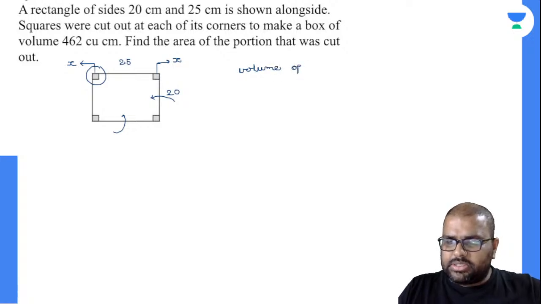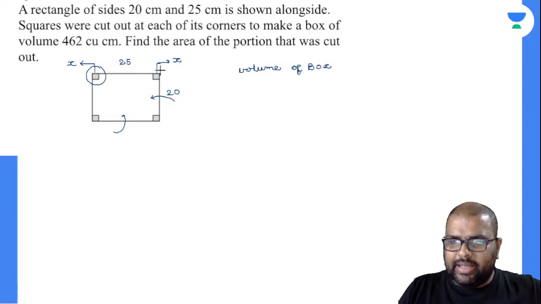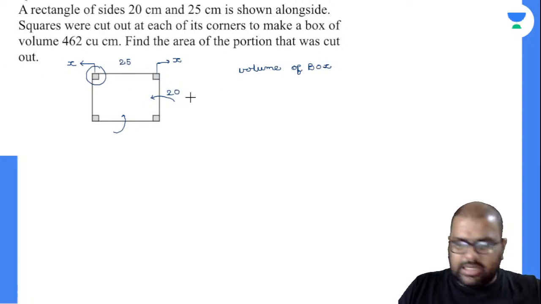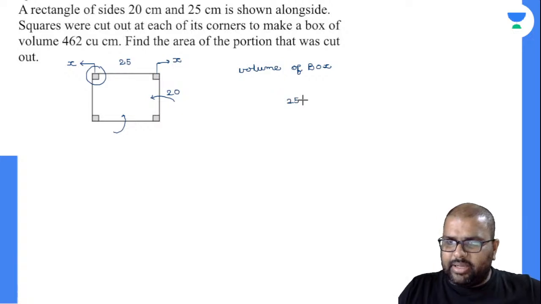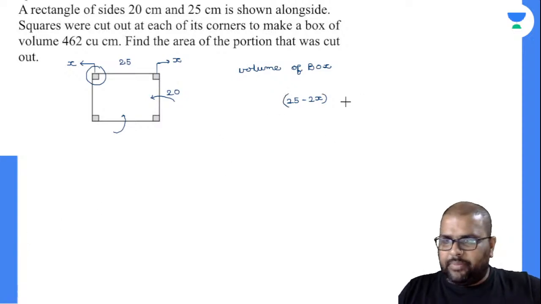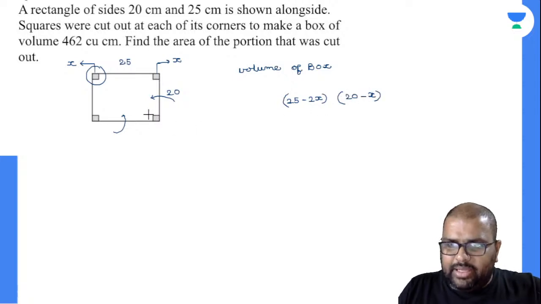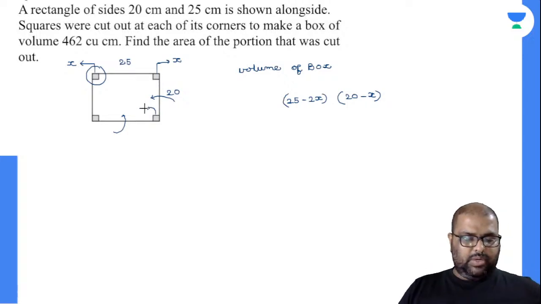Volume of the box is equal to, now what is the length of the box? You removed x, took out x, so automatically it will be 25 minus 2x. Now breadth, again you have removed x and x, 20 minus 2x. Now see here, height will be the folded part. This is what you will be folding, right?